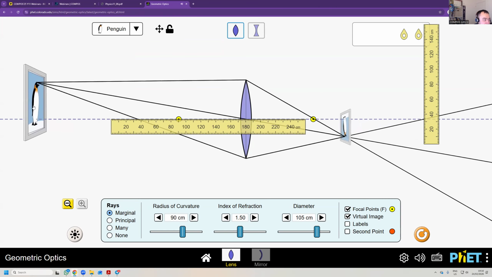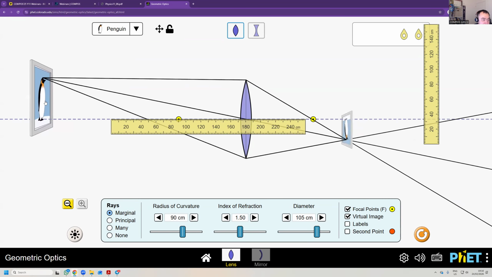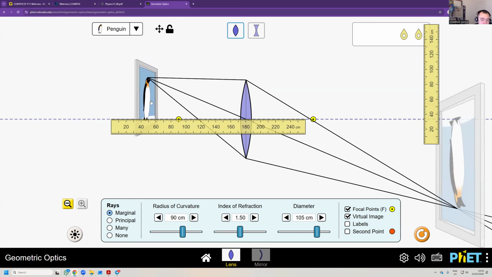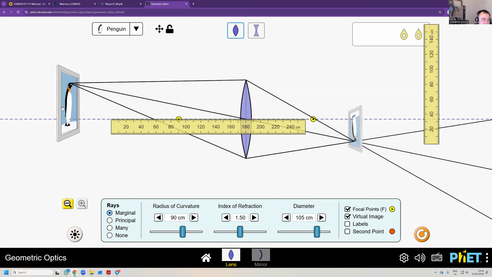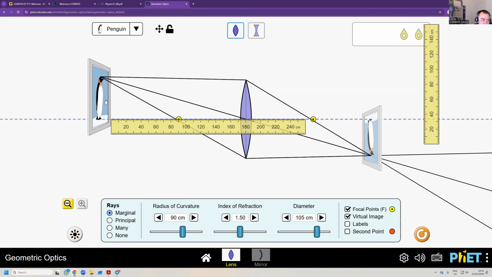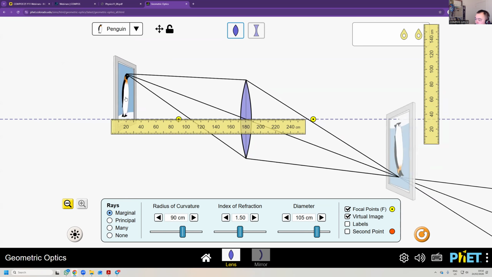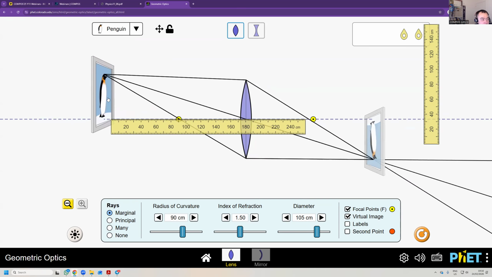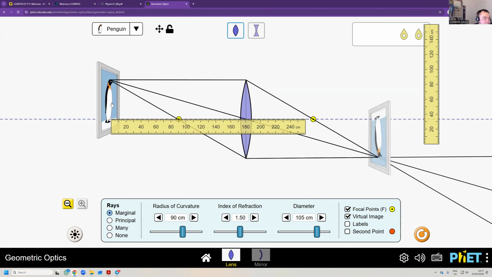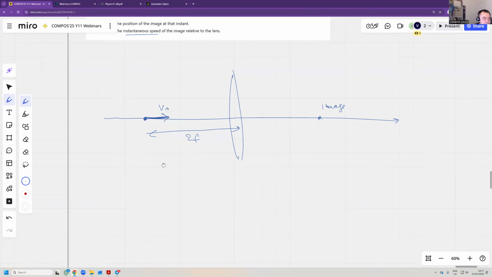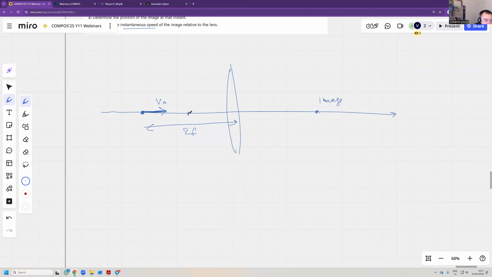the penguin is moving from left to right, and you can see the image is moving away from the lens, from left to right. So it's passing through this point, the point that we are looking for. This is the focal point, this is double the focal point, and the object is passing through that point.